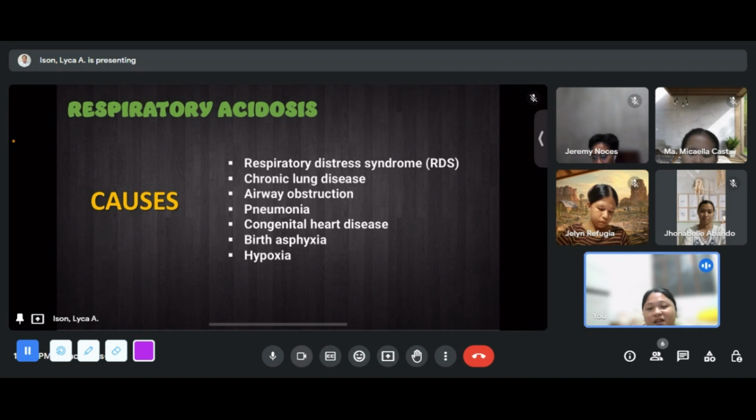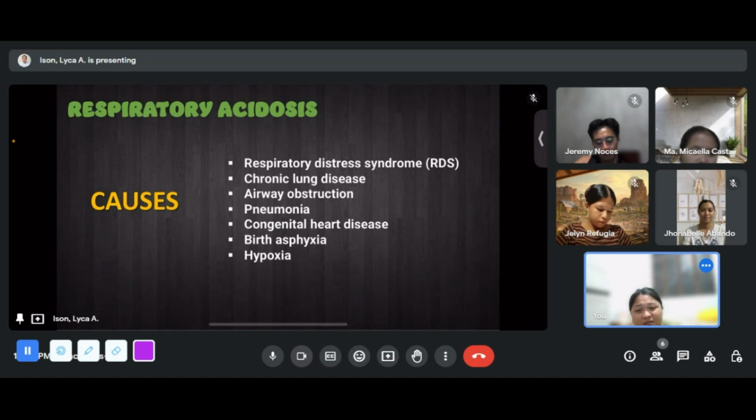So, the causes is the respiratory distress syndrome, or the RDS. Ito yung condition na when the premature infants where their lungs are not fully developed and are unable to produce enough surfactant, that yung surfactant is a substance that helps to keep the lungs inflated.